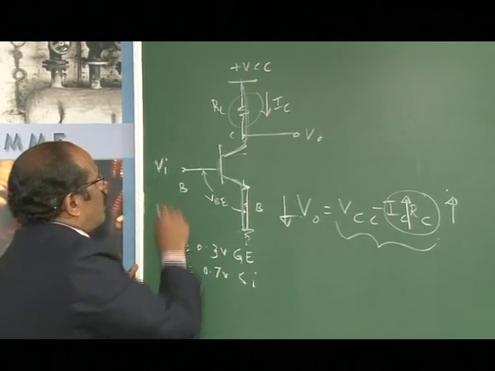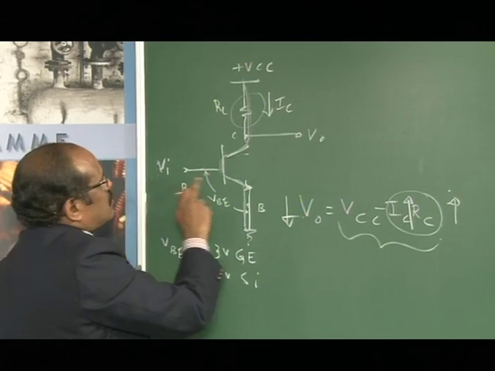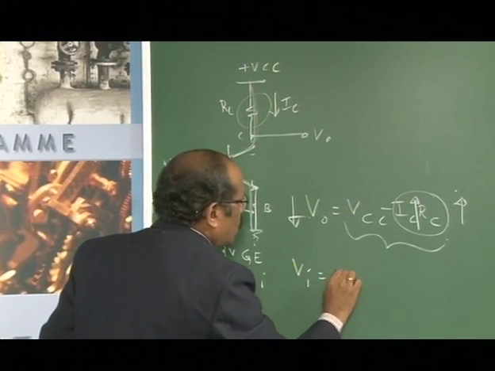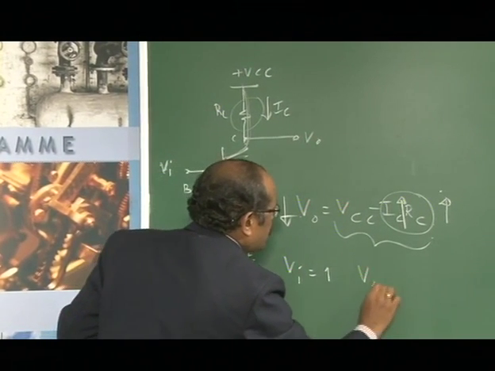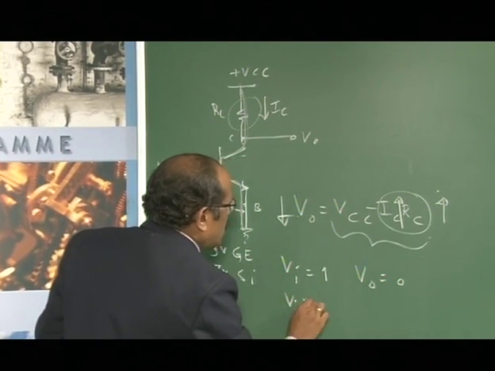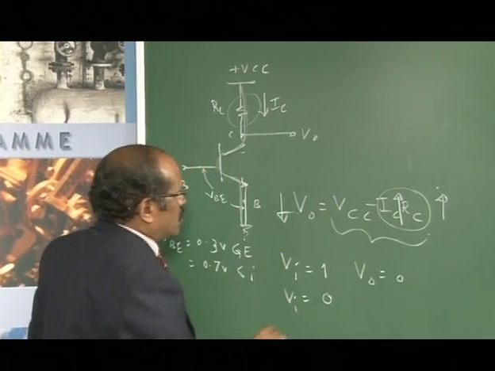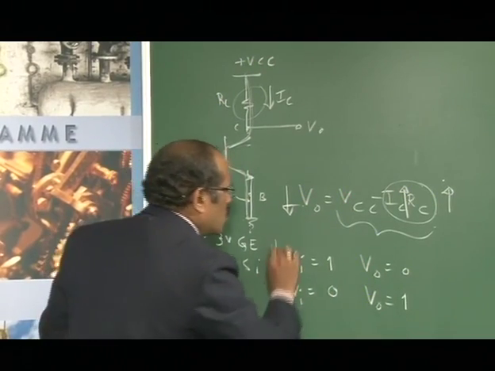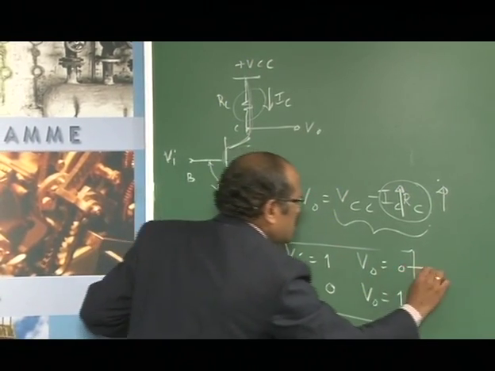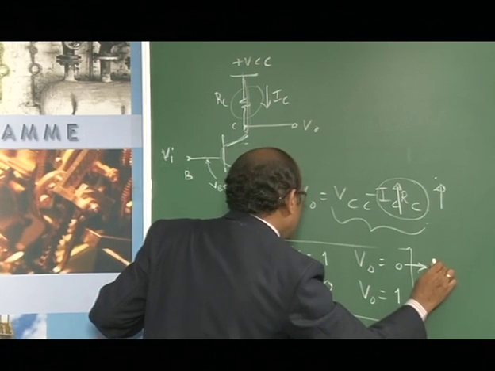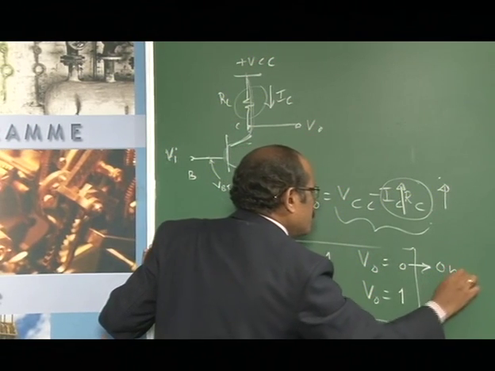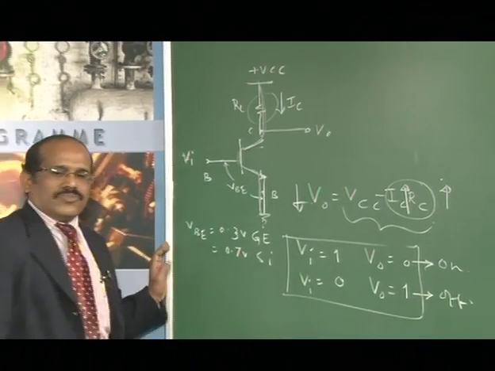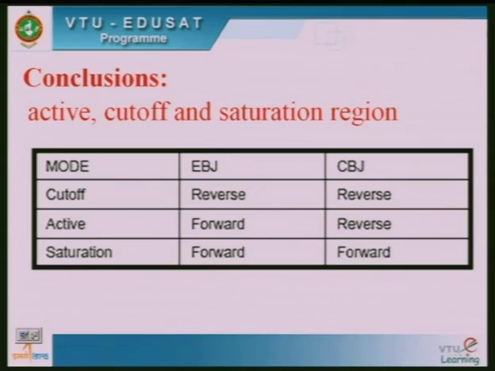So when I apply logical 1, the transistor conducts and the output will be 0. So for Vi equal to logical 1, Vo will be 0, whereas if I apply Vi as logical 0, Vo will become equal to 1. This is how, in this case, the transistor acts as an on switch, whereas in the other case it acts as an off switch.